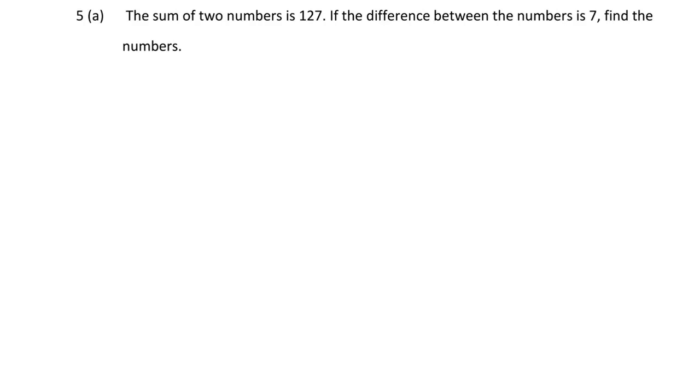Question number 5, part A. The sum of the two numbers is 127. If the difference between the numbers is 7, we are supposed to find the numbers. Okay, so first we are going to let x equals to the first number. Then the second number will be y. Then using those variables, our equation is going to be x plus y equals to 127. We are going to call this as equation number 1.